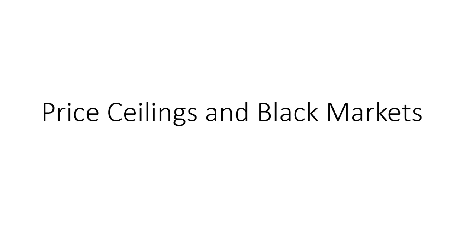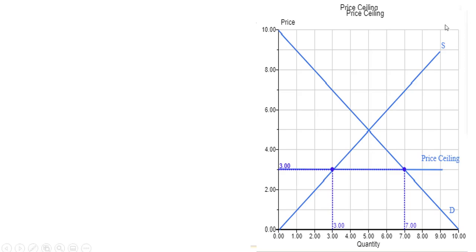In this video, we're going to look at price ceilings and black markets. So here is our market. We've got demand and supply. The equilibrium price is $5 and the equilibrium quantity is 5, but a price ceiling was instituted at $3. That is a maximum price that can be charged for a good.